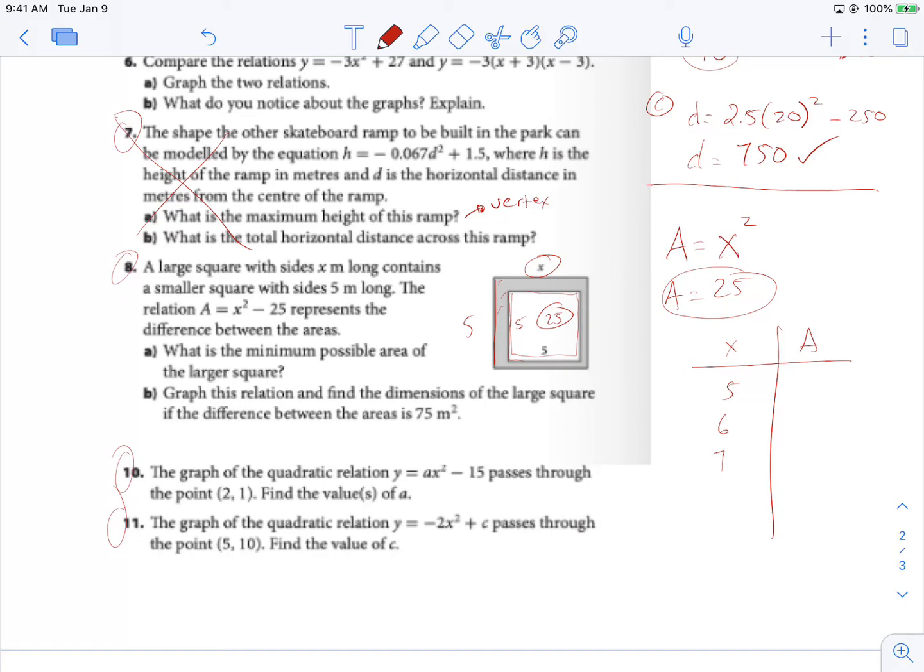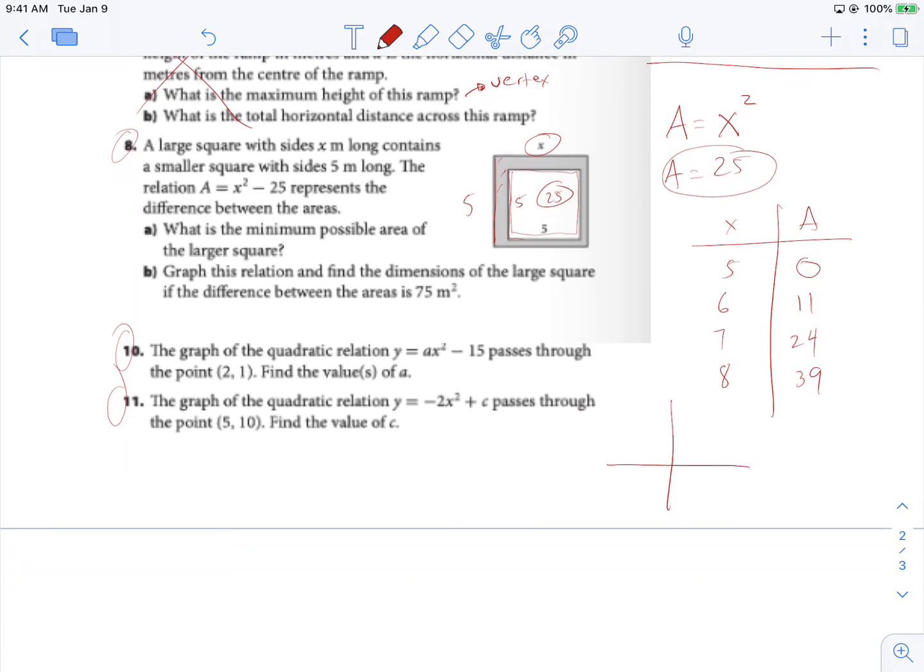Okay, so what is our area? Well, if our side length is 5, then this gray thing is right on top of the white box, and that means our area is going to be 0 because they're literally right on top of each other. If it's 6, then it will be 11 if you do the math, x squared minus 25, so we have 36 minus 25. The next one would be 24, and we could in fact keep going, and this one would be 39.